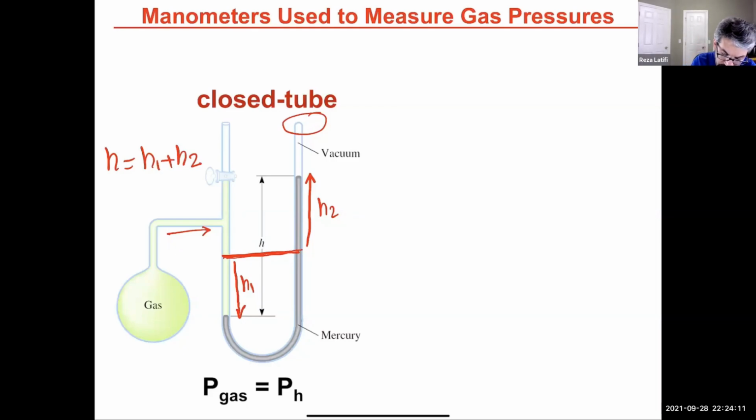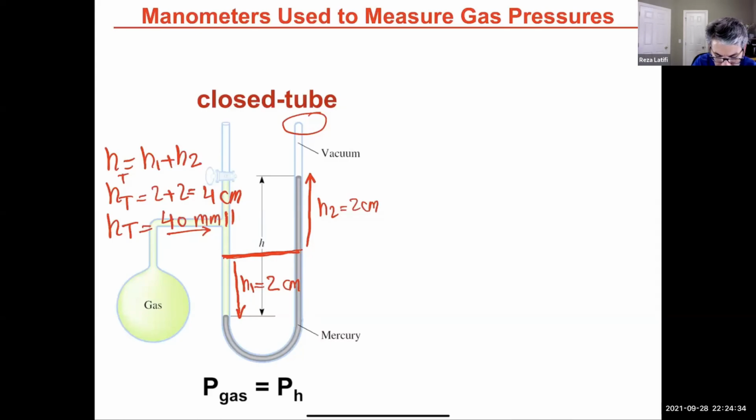So let's assume H1 is 2 centimeters. That one is going to be also 2 centimeters. So we say the total H is going to be equal to 2 plus 2, which is 4 centimeters. So the total you can say is 40 millimeters of mercury. That means the pressure of the sample or gas is going to be equal to the pressure of H, which is equal to 40 millimeters of mercury.